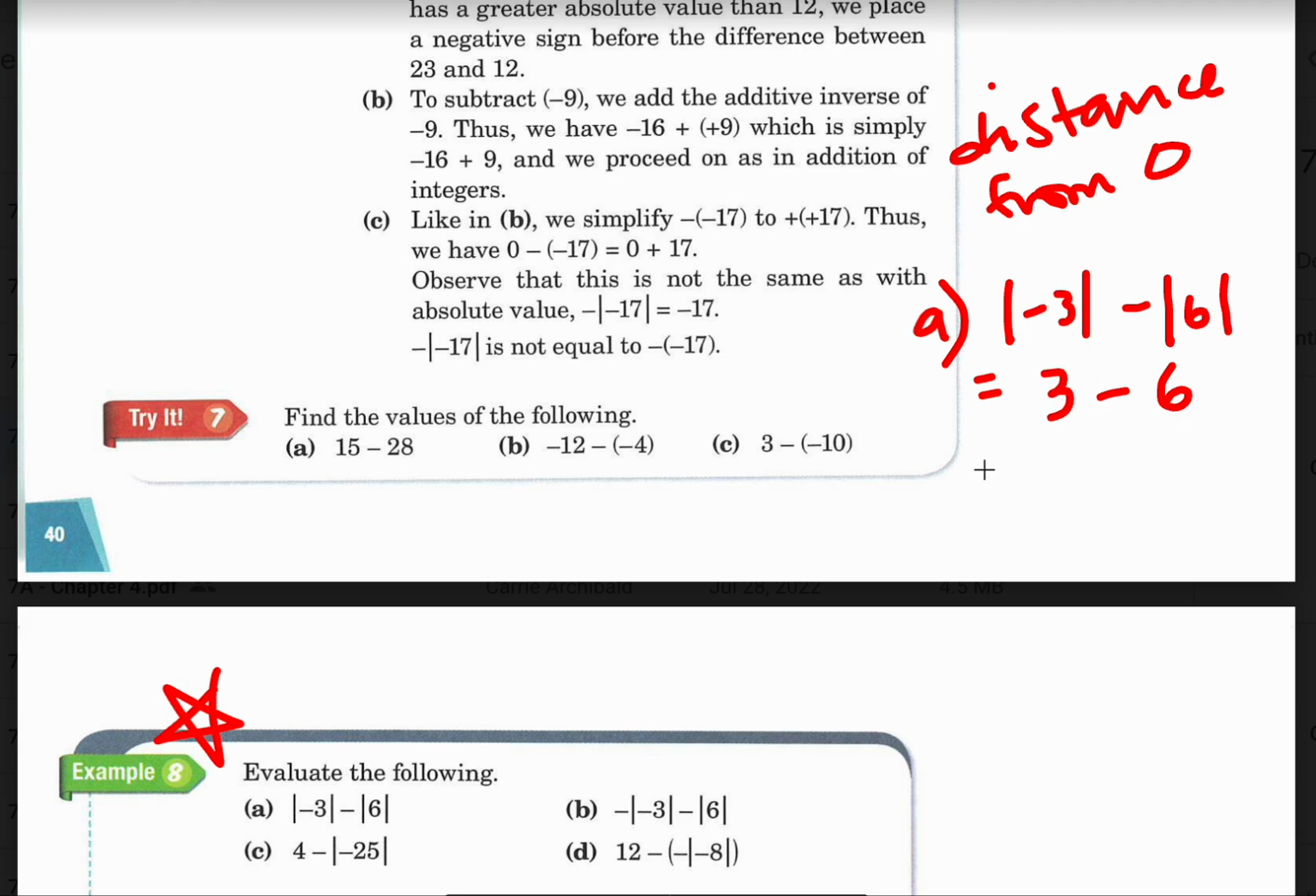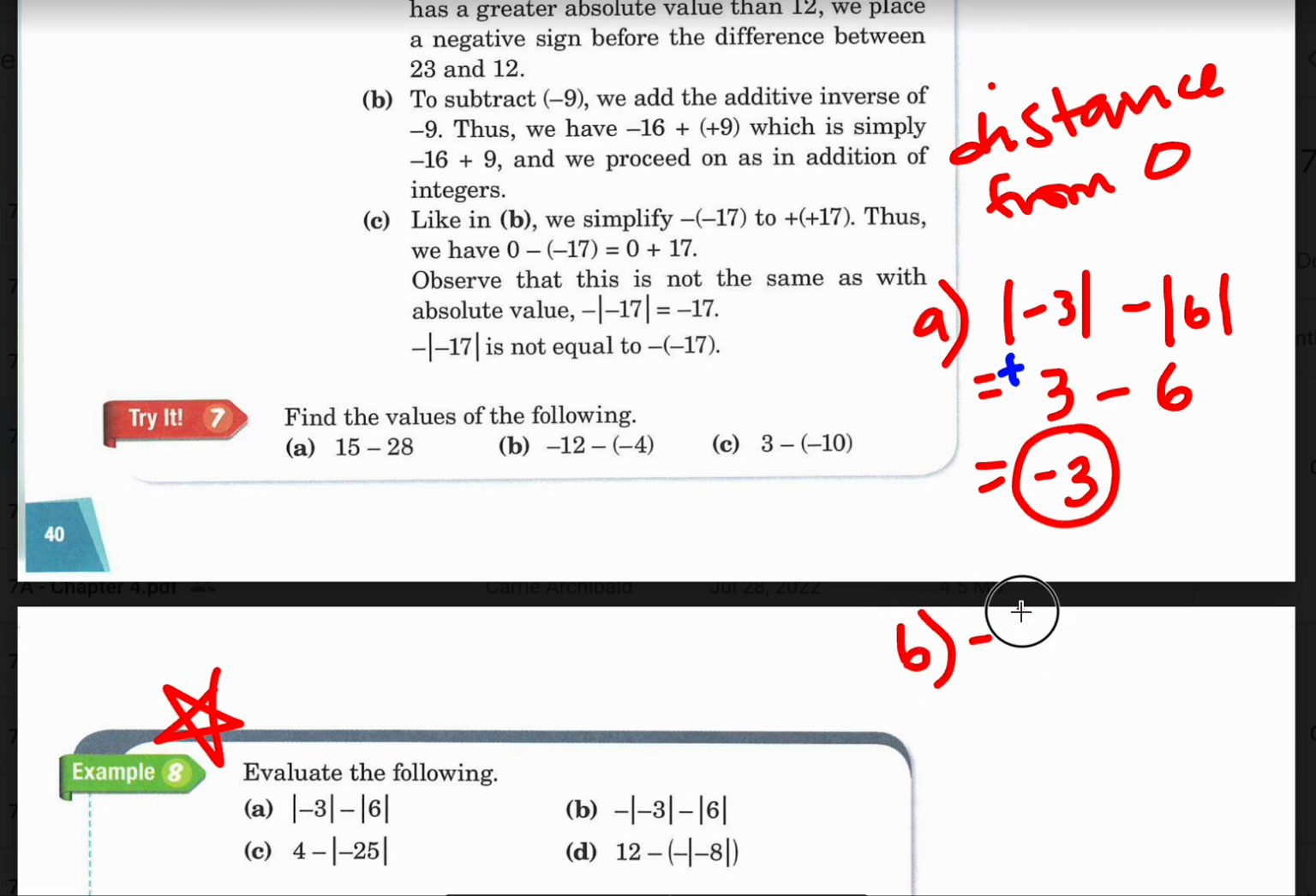So this is 3 minus 6. These are different signs because the 3 is technically a positive sign in the front there. So if they're different signs, remember we subtract. 6 minus 3 is 3. The larger value, or the larger digit, is 6. 6 is negative, so we're going to give that a negative answer. A is negative 3.